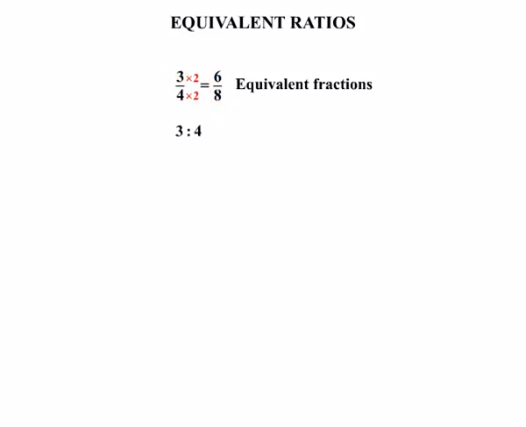Now in a similar way, equivalent ratios, 3 to 4, if we times the first one by 2, made it a 6, times the 4 by 2, made it an 8. 3 to 4 is in fact the same as 6 to 8. That is an example of equivalent ratios.